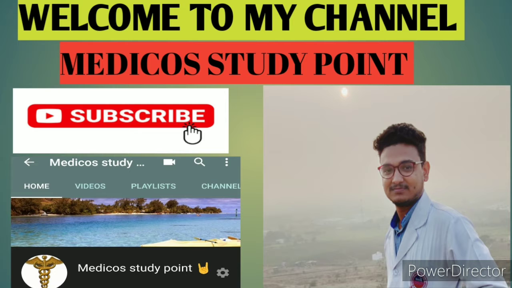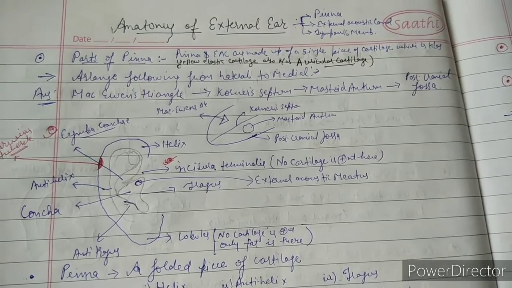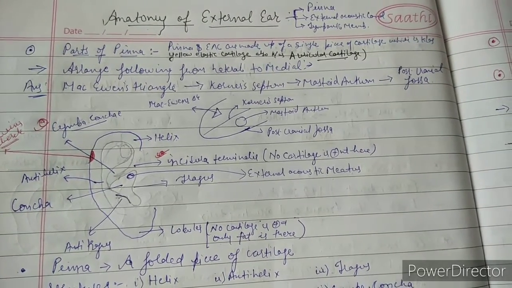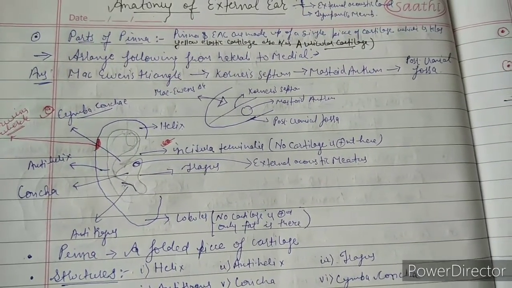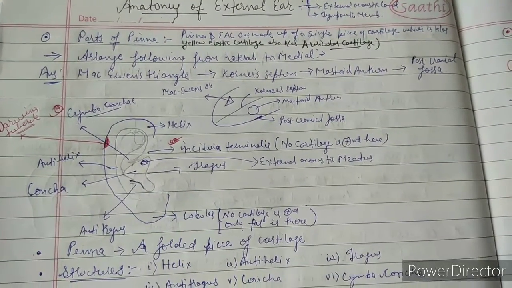So guys, in this video lecture we will be discussing the anatomy of the external ear. The external ear consists of three parts, that is the pinna, the external acoustic canal and the tympanic membrane. So now we will discuss the pinna.